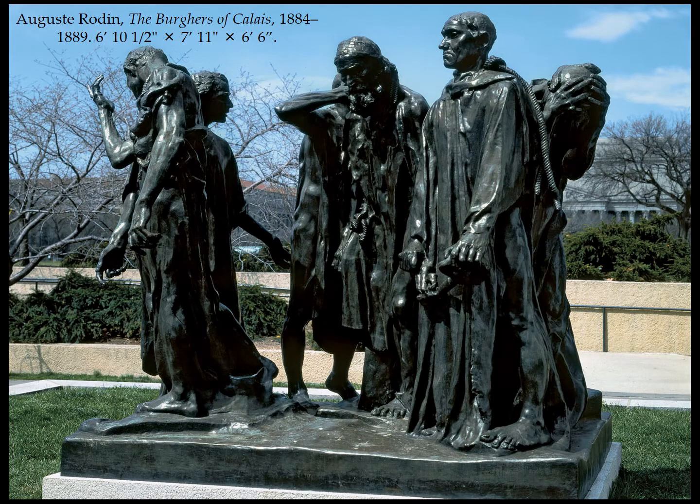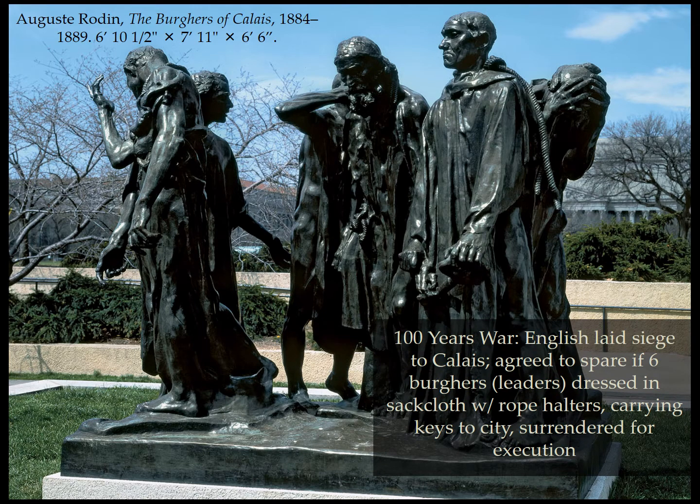An example of this can be seen in a public commission, The Burghers of Calais, an episode illustrating life-size figures of burghers, or leaders, of France in the city of Calais during the Hundred Years' War, where England will lay siege to the city, and they agree to spare the city if they will send out six of their leaders dressed in this humiliating sackcloth with rope halters around their necks, much like they're going to the gallows to be hung. They will carry the keys to the city and surrender for their execution.